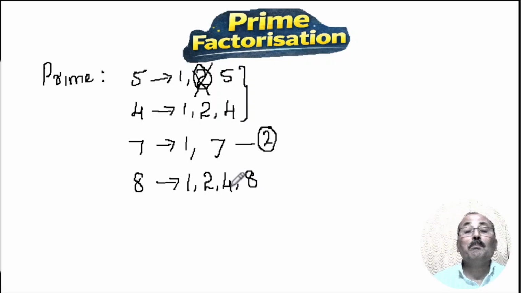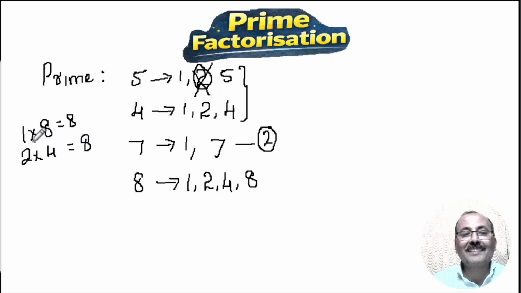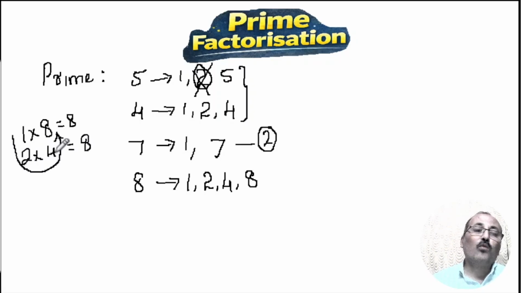For this one, we will use a method. What is that method? 1 into 8 is 8. 2 into 4 is 8. Therefore, the factors are 1, 2, 4, 8. Like this we will use. 4 twos are 8, and 8 ones are also possible, but we don't want these. So there are 4 factors for 8.